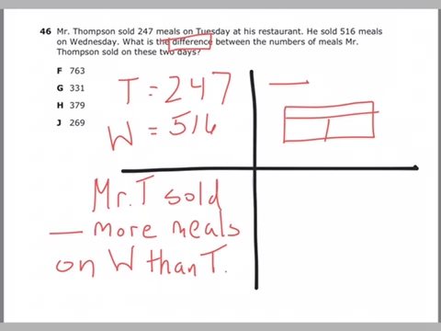I have our think statement already written out, so Mr. Thompson sold unknown more meals on Wednesday than Tuesday. I knew that because we're comparing the meals that he sold on Wednesday to the meals that he sold on Tuesday, and we're looking for the difference between them.